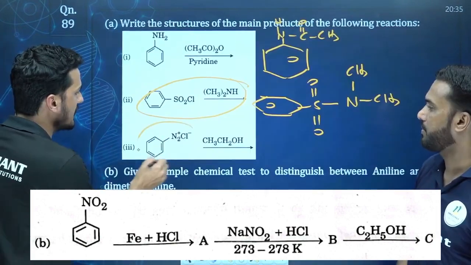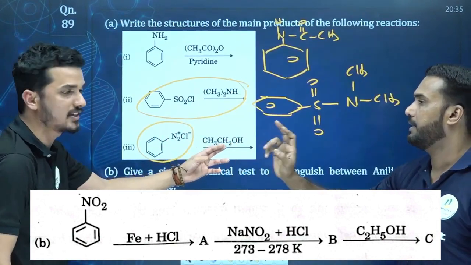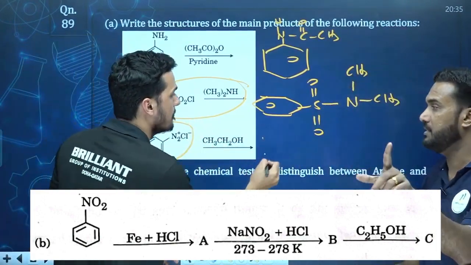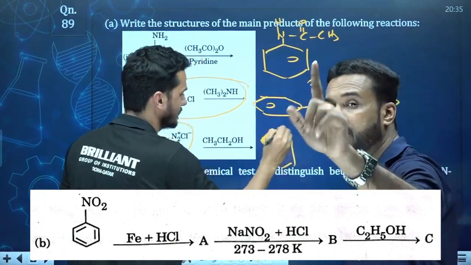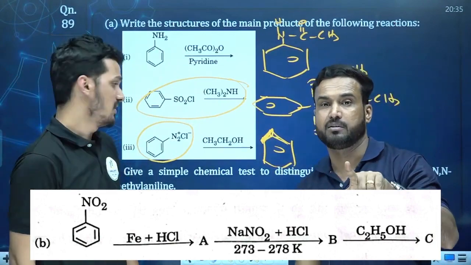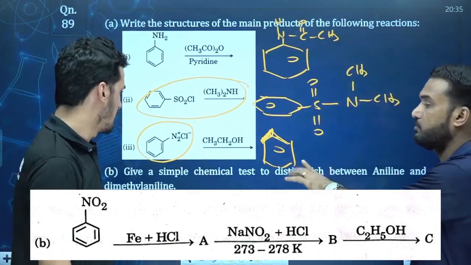And this benzene diazonium chloride, once you are treating with CH3CH2OH, you will get benzene. Those two reagents you have to know, because many times they ask: either ethanol or H3PO2/water. The product will be the same, benzene.